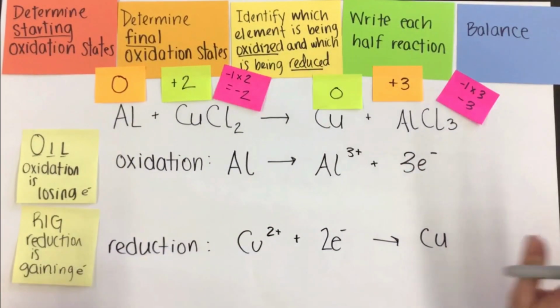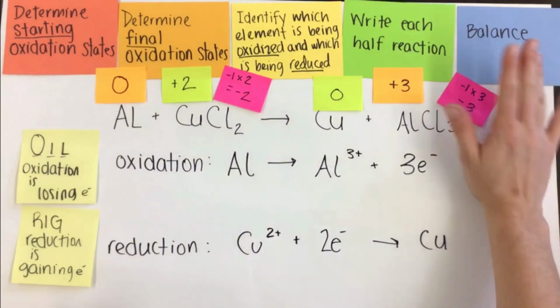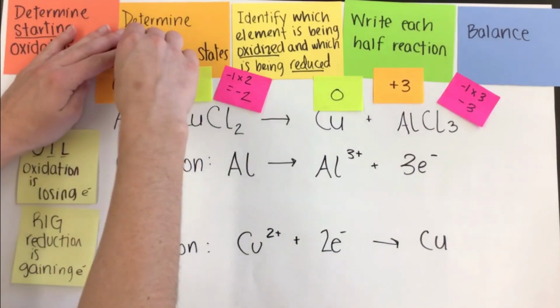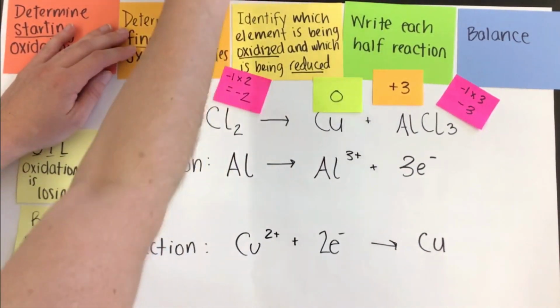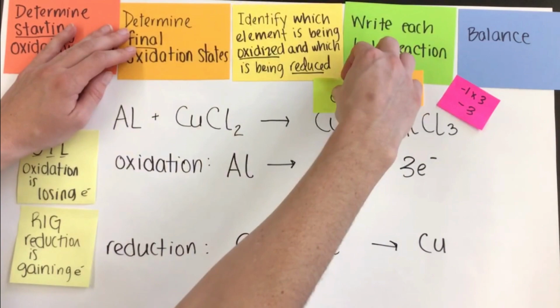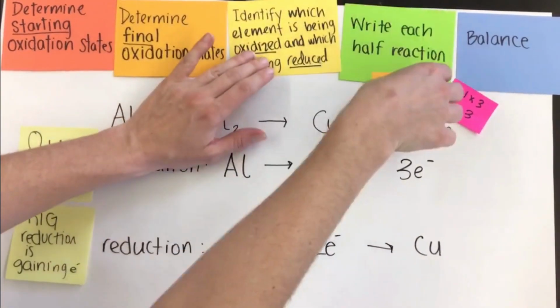So notice 3 and 2 are not the same number, right? Aluminum's losing 3 electrons, copper's only gaining 2. That can't work. We have to have conservation of mass. So we're going to balance our electrons here. And I'm going to move the oxidation state tags out of the way. And we are going to use some of our balancing equation skills.